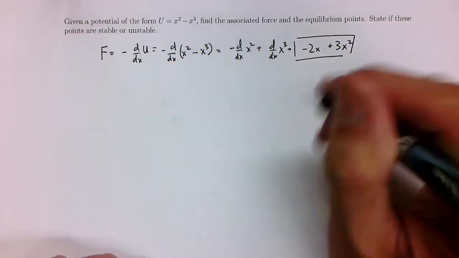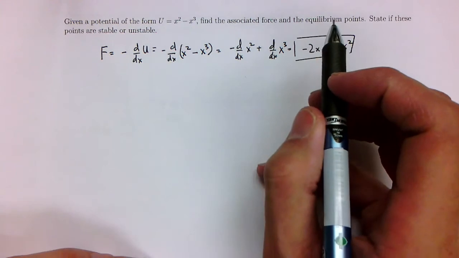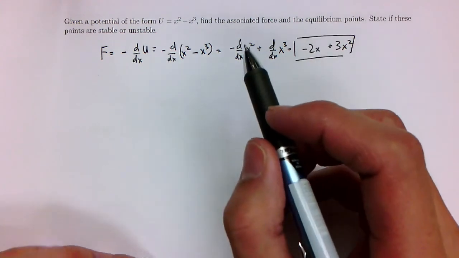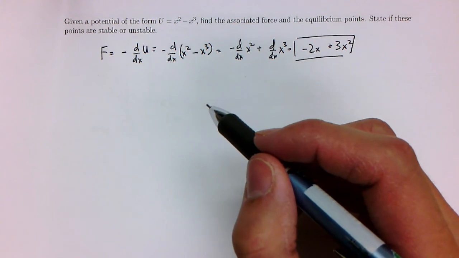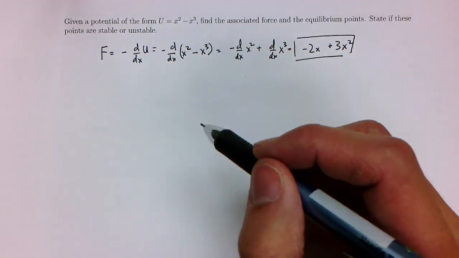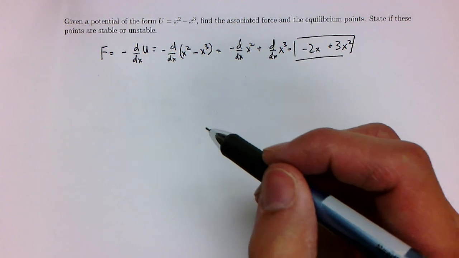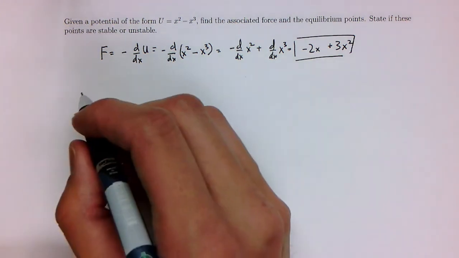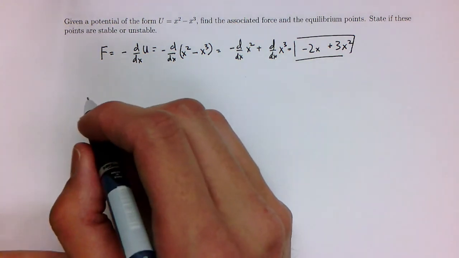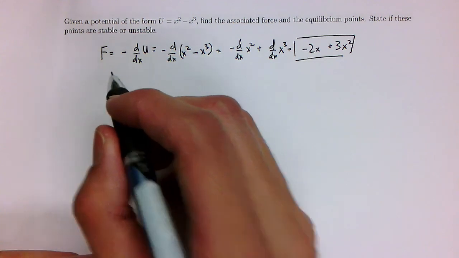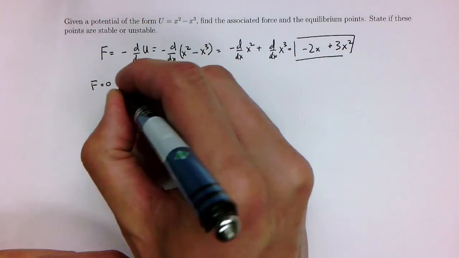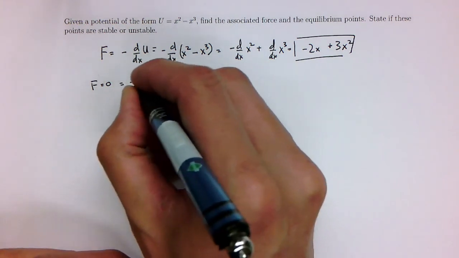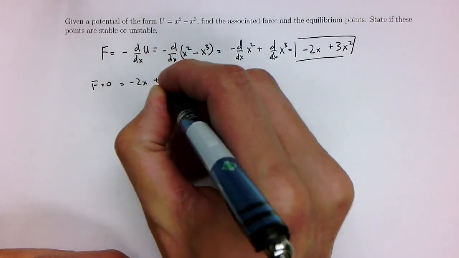Very simple. All right, so the equilibrium points is actually somewhat interesting. A point is in equilibrium, as you probably realize, when it's moving with no velocity and feels no force at that particular point. So let's consider that rule. If there's no force, then it's in equilibrium. So F is equal to 0, which is equal to minus 2x plus 3x squared.